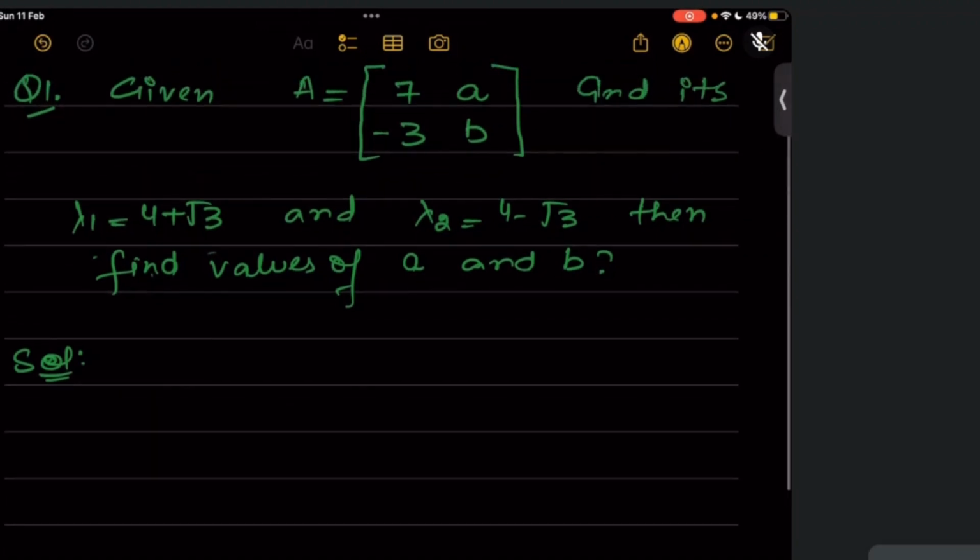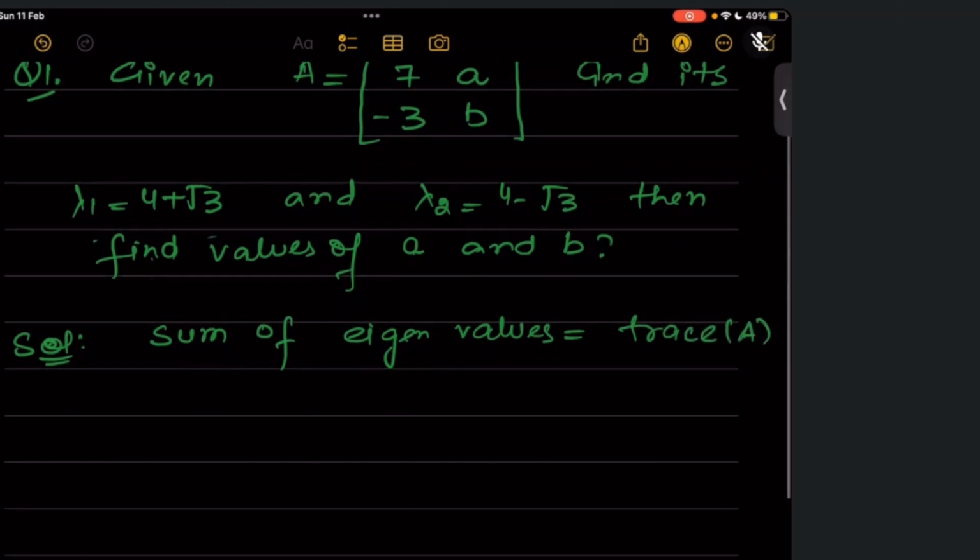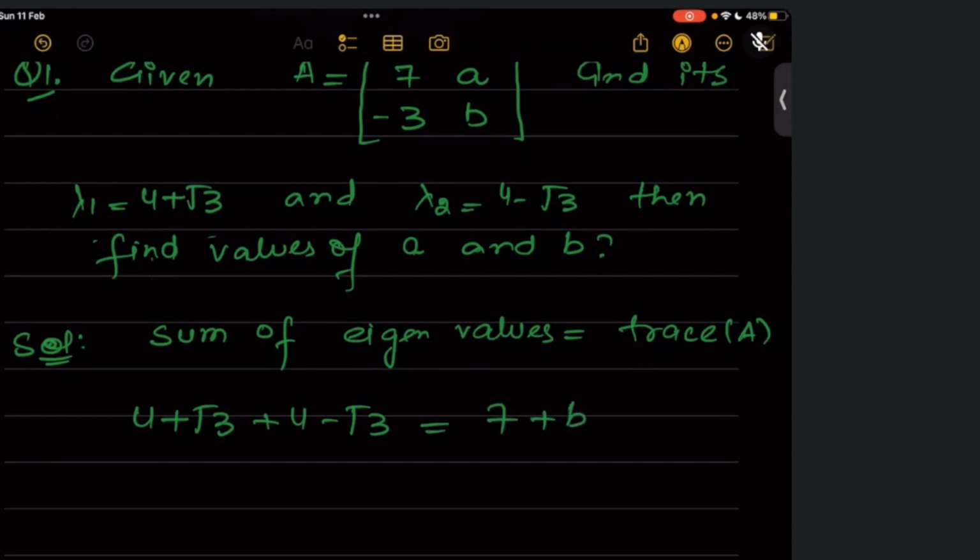Here we have two properties which we can use. First of all, we know that the sum of eigenvalues is equal to the trace of the matrix, right? So the sum of eigenvalues, 4 plus root 3 plus 4 minus root 3, is equal to the trace of the matrix, which is 7 plus b. From here we can easily calculate b is equal to 1.